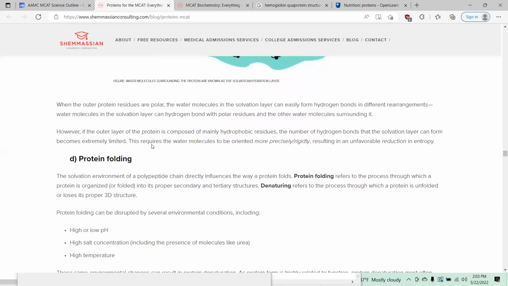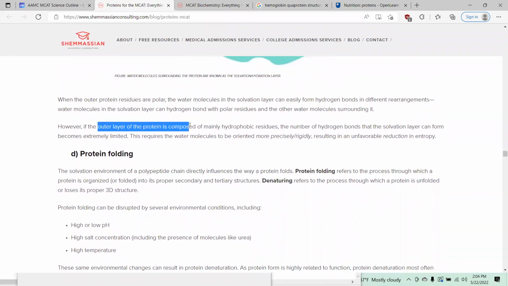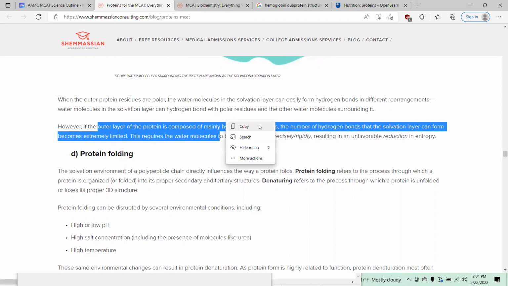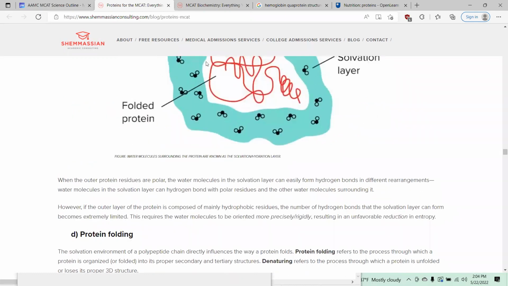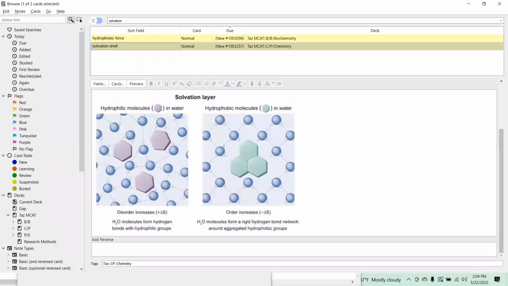So yeah, if the outer layer of the protein is comprised of mainly hydrophobic residues, the number of hydrogen bonds that the solvation layer can form, the solvation layer being the layer of water that's in contact with the protein, becomes extremely limited, right? And that's exactly what we see here. The water can only bond to itself in a very limited way.